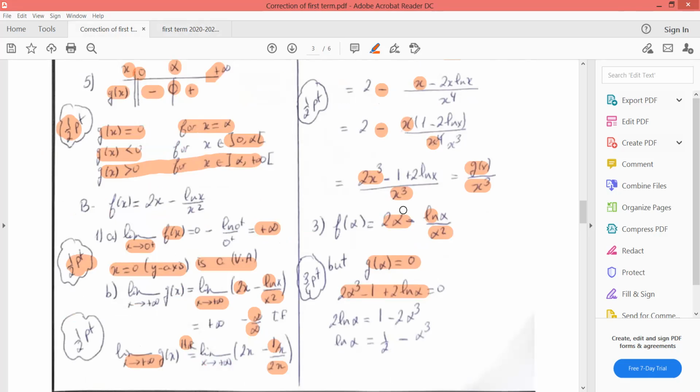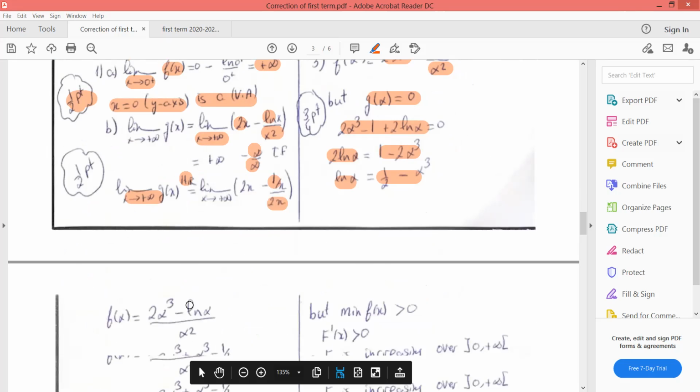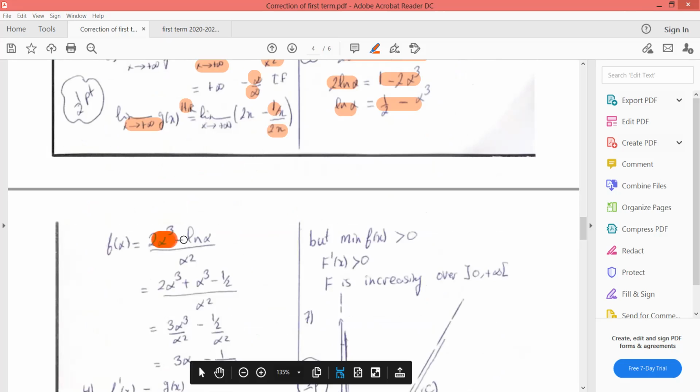Since I need f of alpha independent of ln alpha, I determine ln alpha. I calculate ln alpha. 2 ln alpha equals 1 minus 2 alpha cube. So ln alpha equals half minus alpha cube. I replace, instead of ln alpha here, its value. So f alpha is 2 alpha cube minus ln alpha over alpha squared.